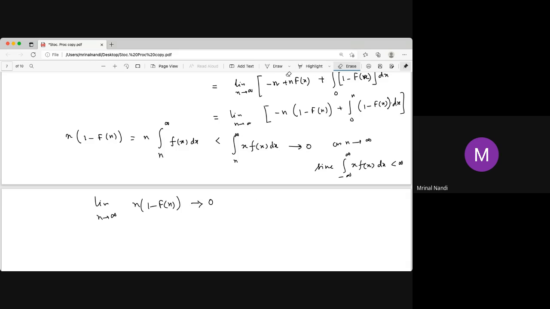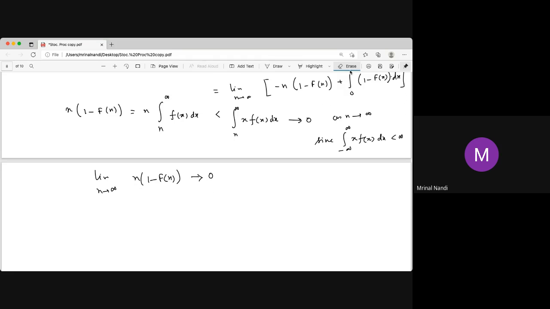So the first part goes to 0. What about the second part? The integration from 0 to n of 1 minus F(x). Therefore the expectation of X is nothing but the limit n tends to infinity of the integral from 0 to n of x f(x) dx, which is nothing but the limit n tends to infinity. That first part is 0, so the second part remains: the integral from 0 to n of 1 minus F(x) dx. So we prove it.